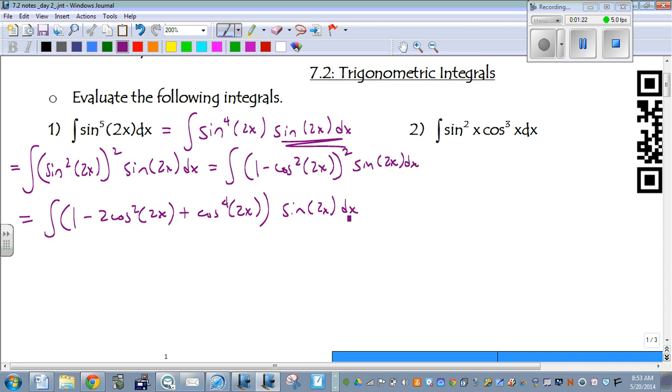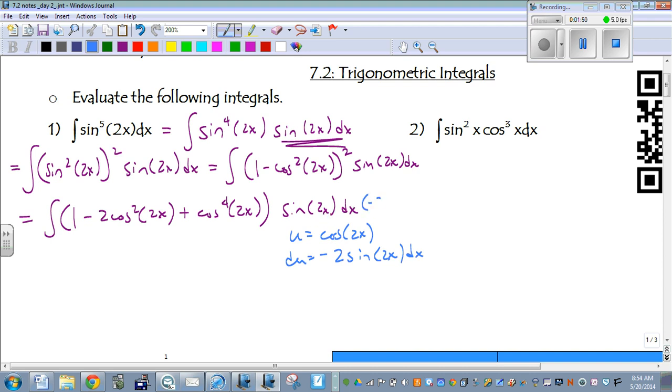So now that everything's multiplied out here in the parentheses, we can go ahead and set up u substitution. We can set our u equal to cosine of 2x, that's being squared and raised to the fourth over here. And then our du is going to be the derivative of that. Derivative of cosine is negative sine. Then we have to multiply by the derivative of 2x, which is 2. So we get negative 2 sine of 2x dx. And we've got the sine of 2x dx in here.